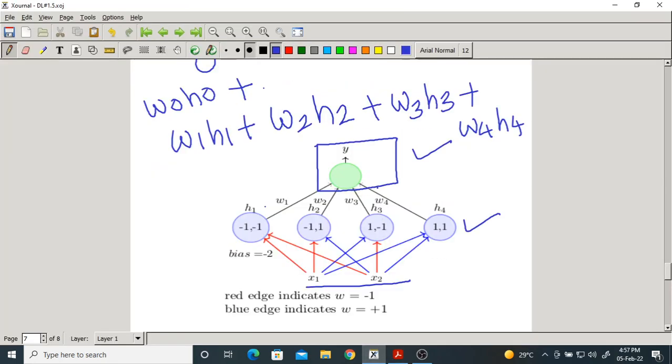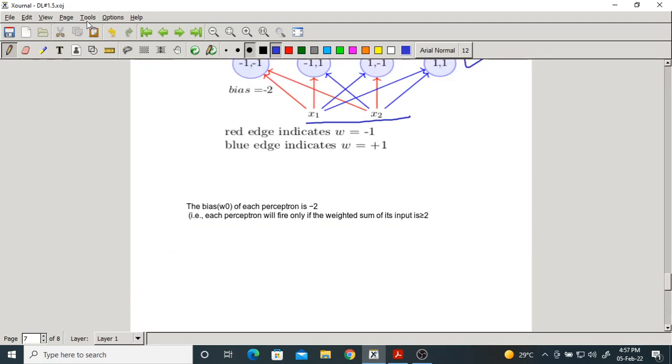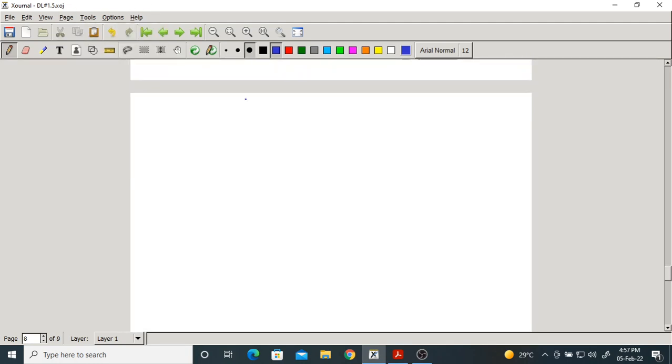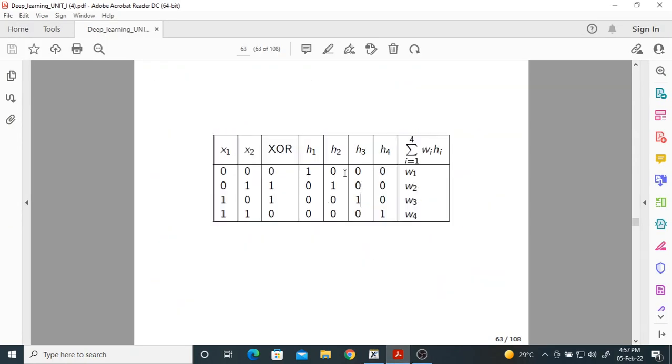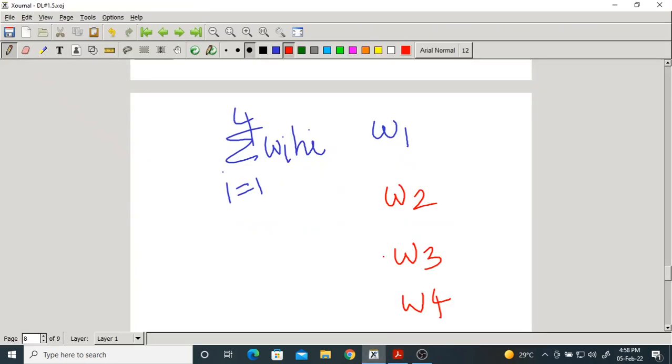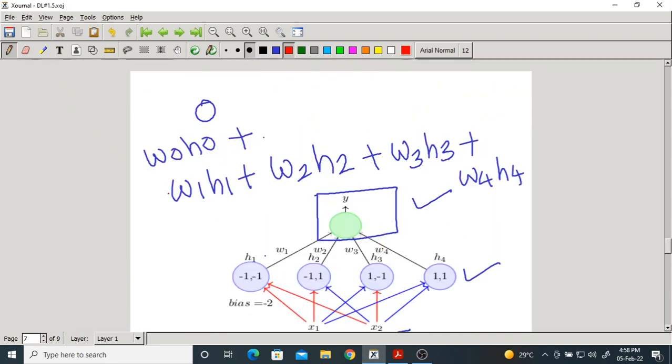Okay, are you getting it or not? Let me write. If you have any problem, let me write here. In the first row we are left with only W1. This is the summation i equal to 1 to 4 WiHi. W1 first row, second row W2, third row W3, fourth row W4. What is the reason? Here we have only H1 equal to 1 in this row. The remaining H2, H3, H4 are 0. In the second row H2 is 1, the remaining are 0, and so on. So this weighted sum is very, very important.